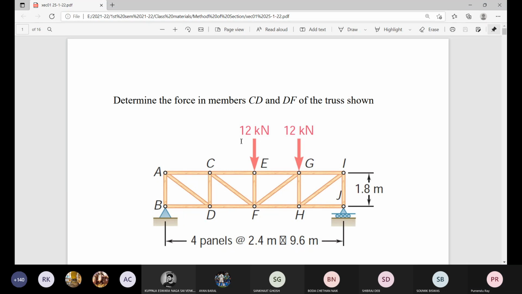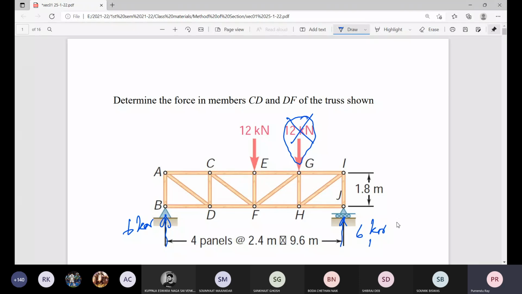and suppose this was not there, so structurally it was symmetric, loading wise also it is symmetric. And for this case, what about the reactions at B and J? Vertically upwards. What about their values? Just 6 kilonewton. Due to symmetry, it is exactly 6 kilonewton and 6 kilonewton as the reaction at J and the reaction at B.